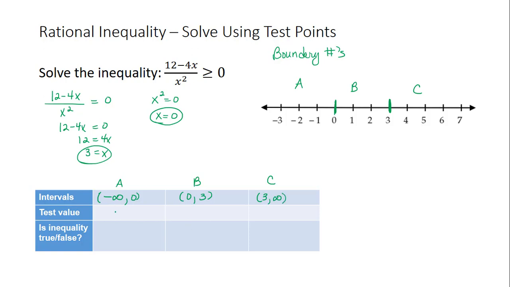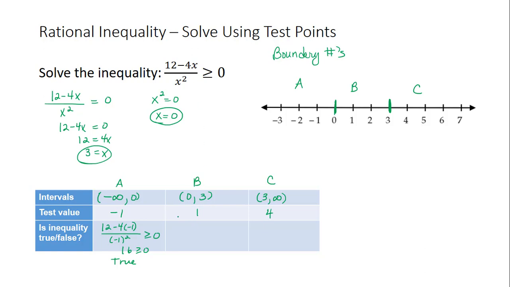A test value in each of those regions is -1 in region A; in region B, something between 0 and 3, so we can use 1; in region C, something larger than 3, so we'll use 4. Now we place those values into the original inequality to see if we get a true or false statement. Replacing x with -1 gives us 12 minus 4 times -1, all divided by -1 squared. Is that greater than or equal to 0? When we simplify, we get 12 plus 4, or 16, divided by 1, which is 16, which is greater than or equal to 0.